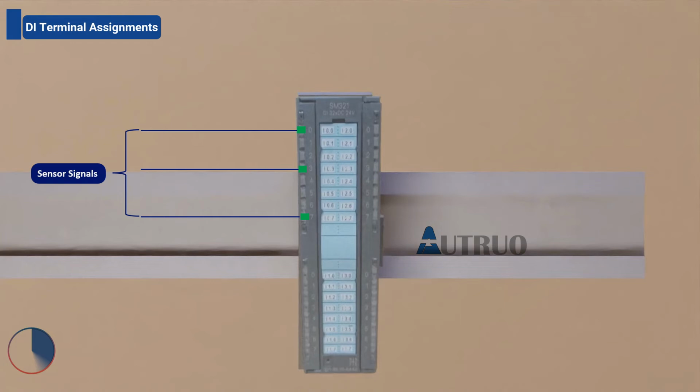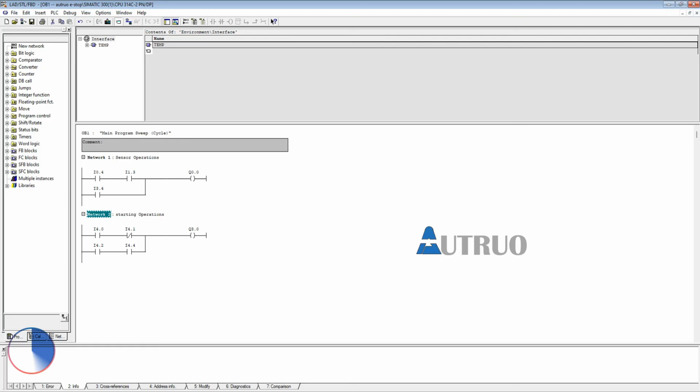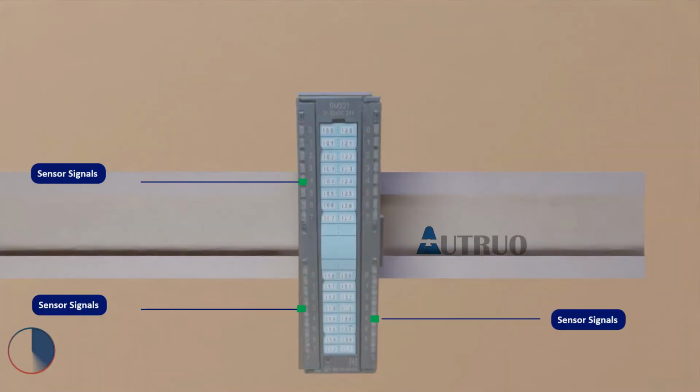To make it even clearer, let's terminate the sensors across the other channels. The first sensor will be terminated to I0.4 of the first channel. Another sensor will be terminated to I1.3 of the second channel, while the third sensor will be terminated to the last channel at I3.4. Now when we trigger our inputs, the indicator LEDs will come on across the channels.